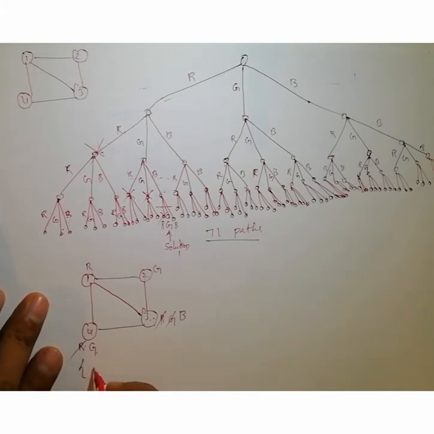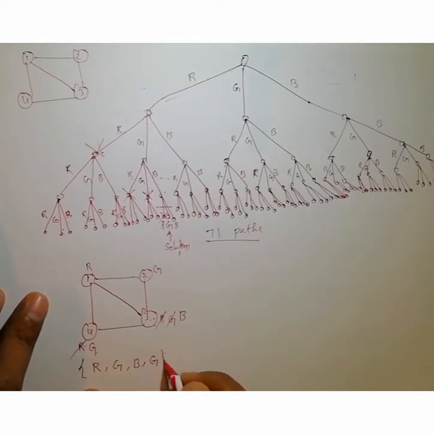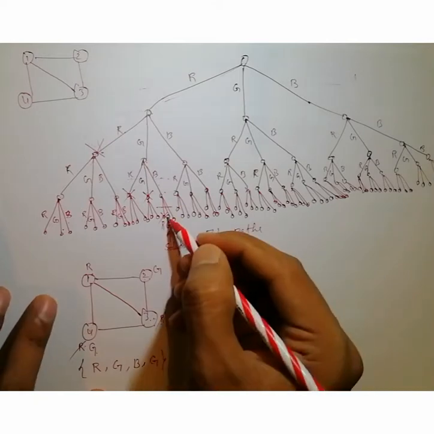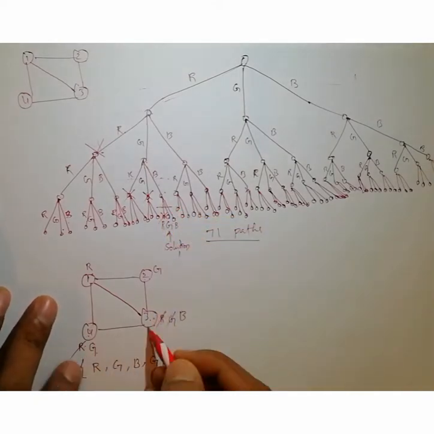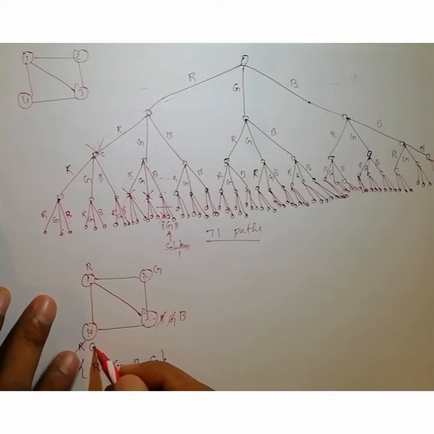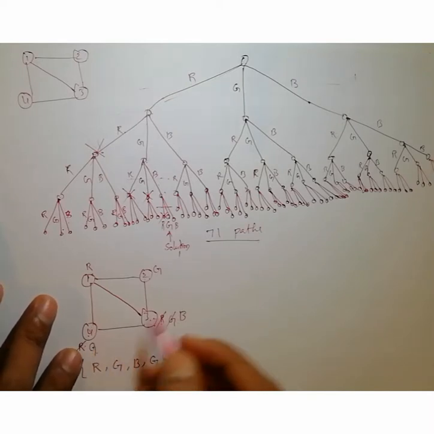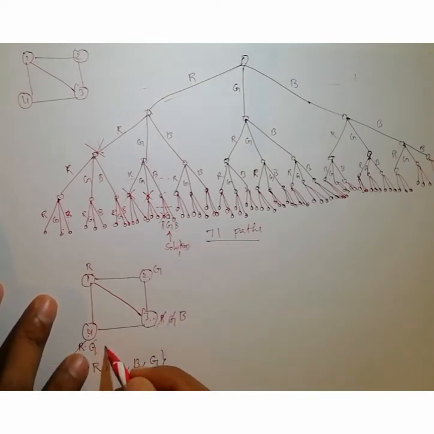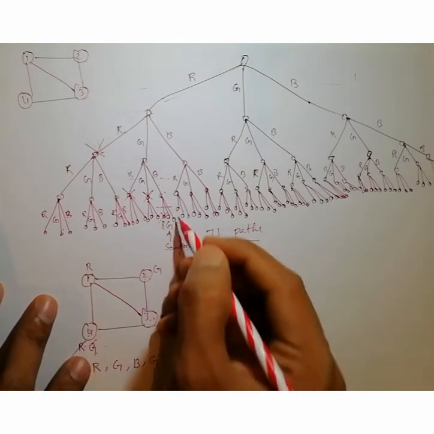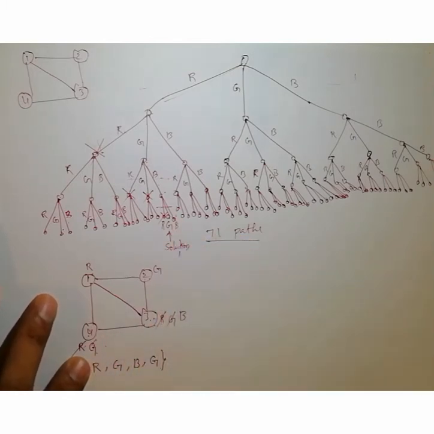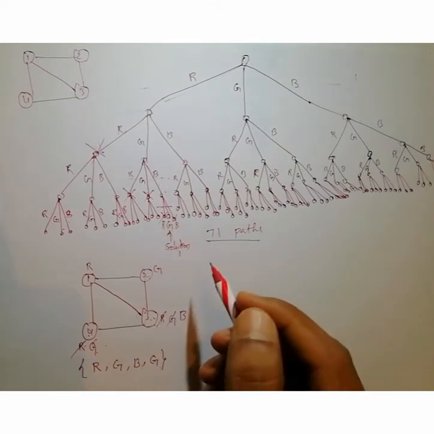So what is the combination? R for the first vertex, G for the second vertex, blue for the third vertex, and green for the fourth vertex. Okay, again backtrack, go to the previous node, and can I give one more color, blue, for this? If I give blue color, these two adjacent vertices have the same color, so I can't give blue color. That means one path we found from this. So what is that path?